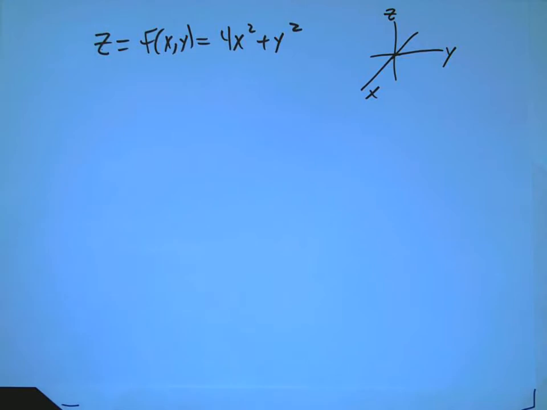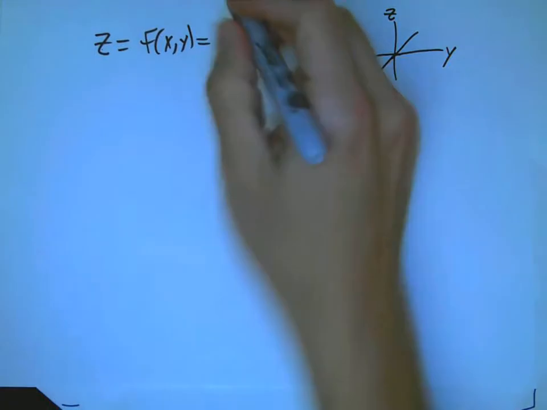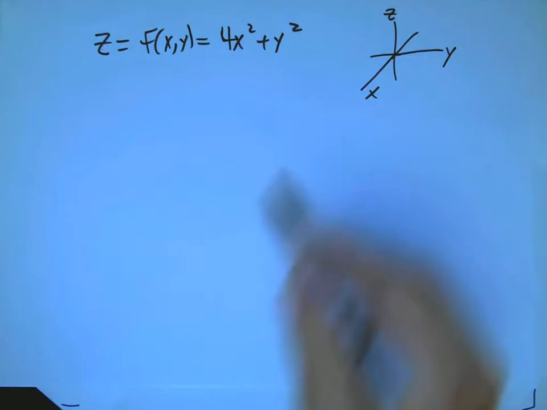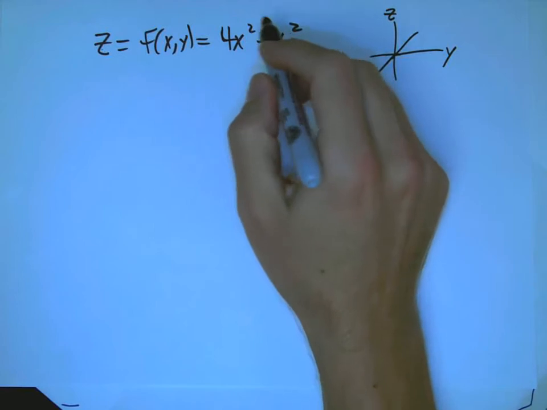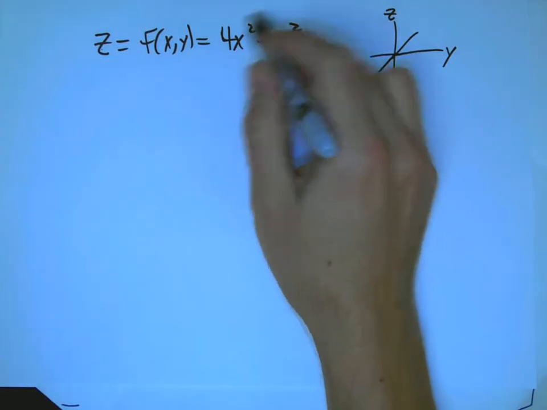And that can often be a lot simpler. Once you get used to it, it's actually a pretty good picture of the function. But it's nice to be able to do both. So let's look at some of the cross-sections of this.